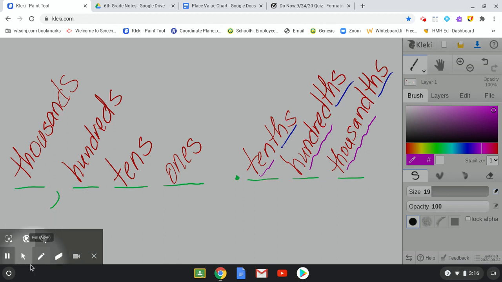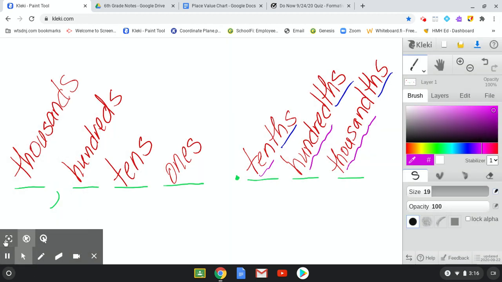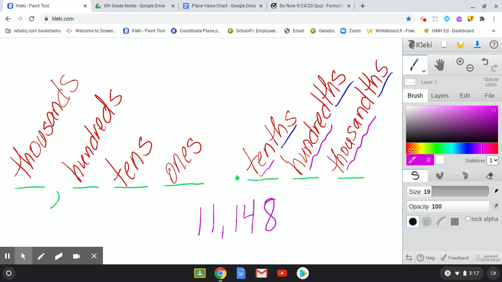All right, so I want to practice rounding because I feel like some of us still haven't mastered rounding, and I think that's something really important. So what I'm going to do is write down a number, and we are going to practice with rounding to different place values. So I have the number 11,148, and I want to round to the 10,000s place.